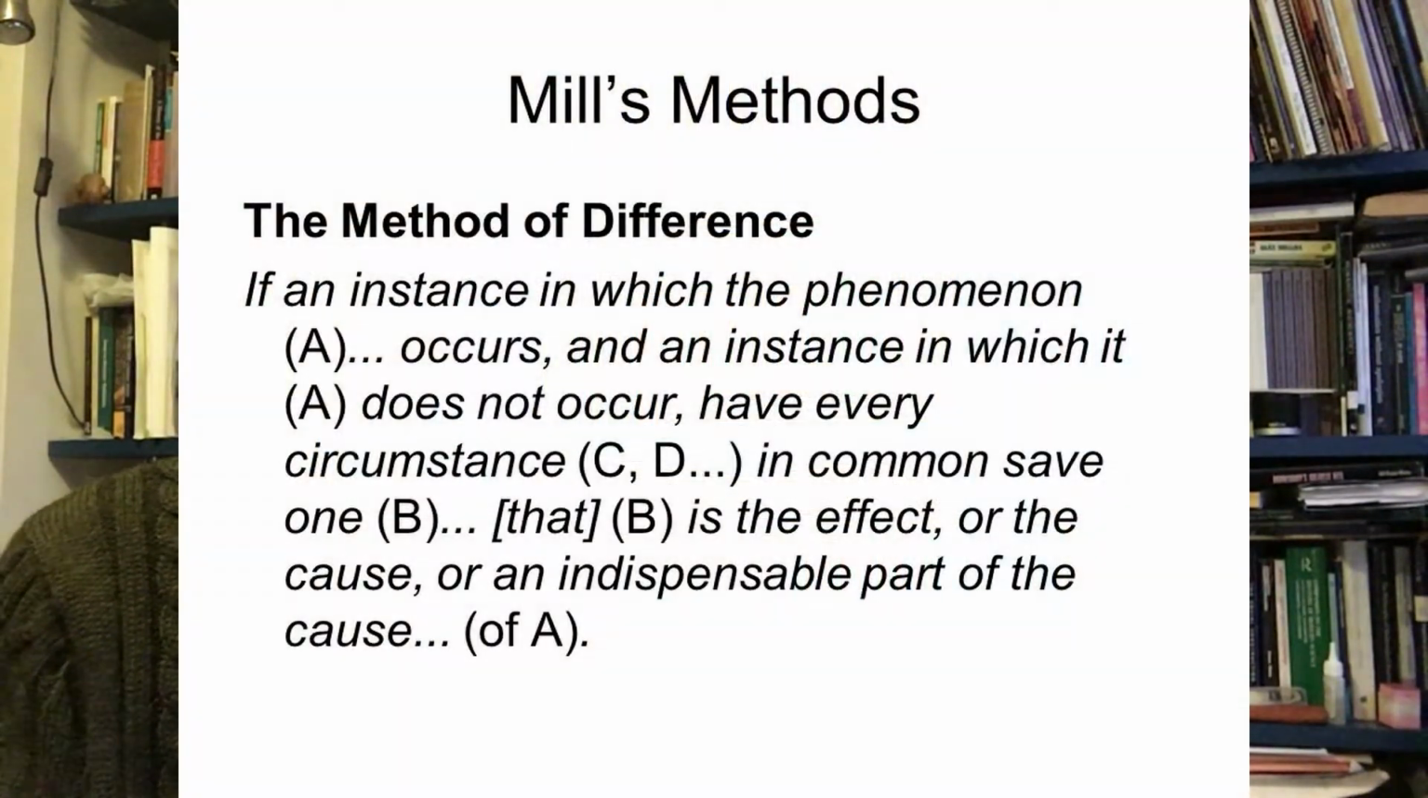This is why we also need the method of differences. The method of differences says, if an instance in which the phenomenon A occurs, and an instance in which A does not occur, have every circumstance in common apart from one, then B is the effect or the cause or an indispensable part of the cause of A. So what about these A's, B's, C's and D's? Well, let's suppose that A is the hangover. So you have a big night out where A occurs and another big night out where A doesn't occur.